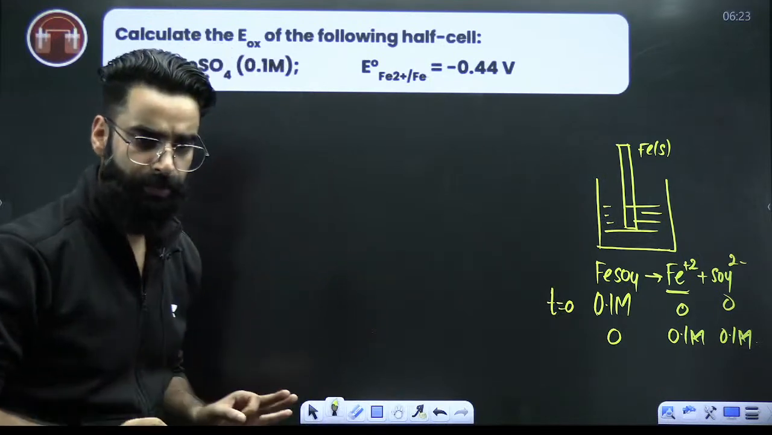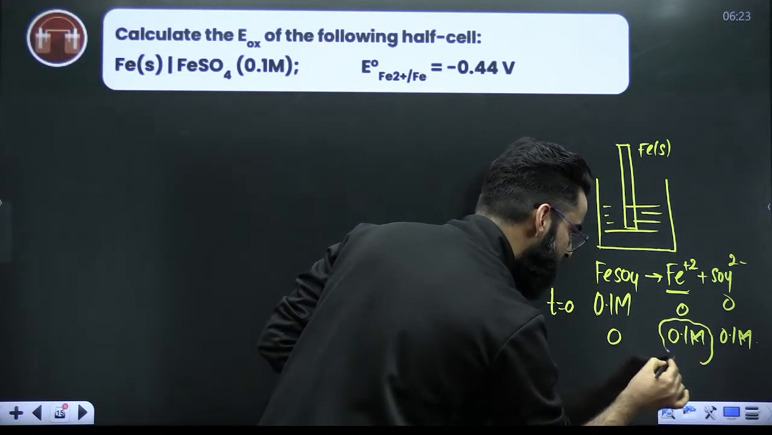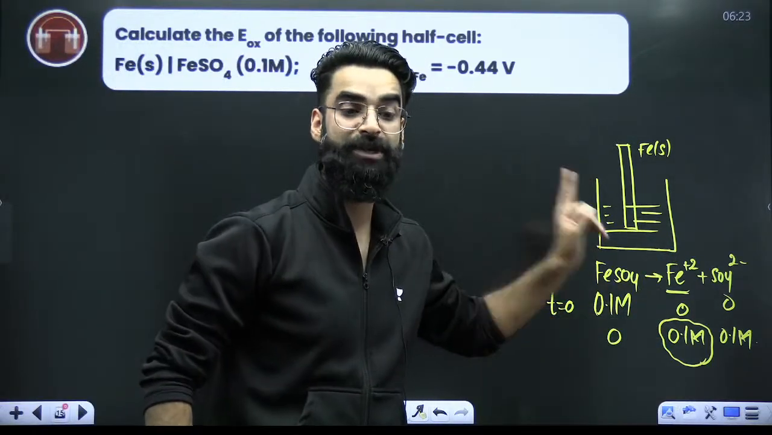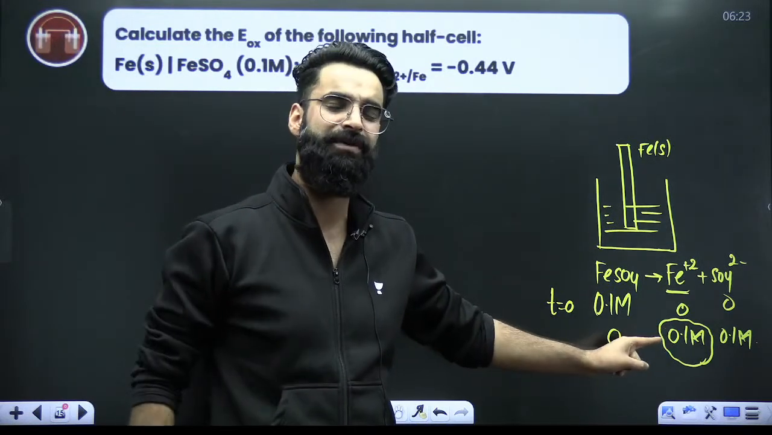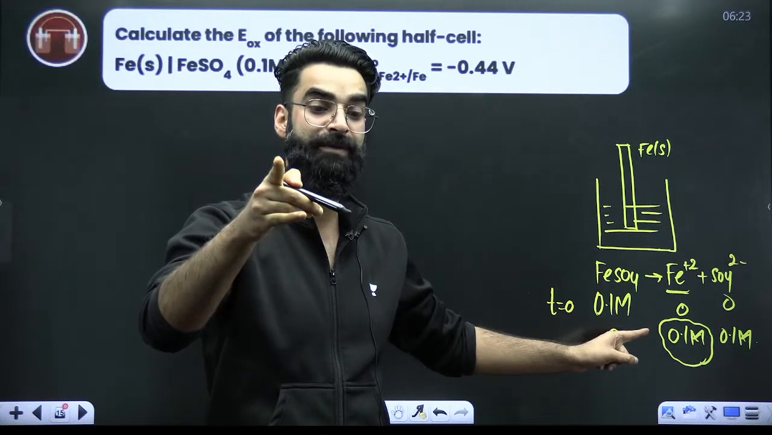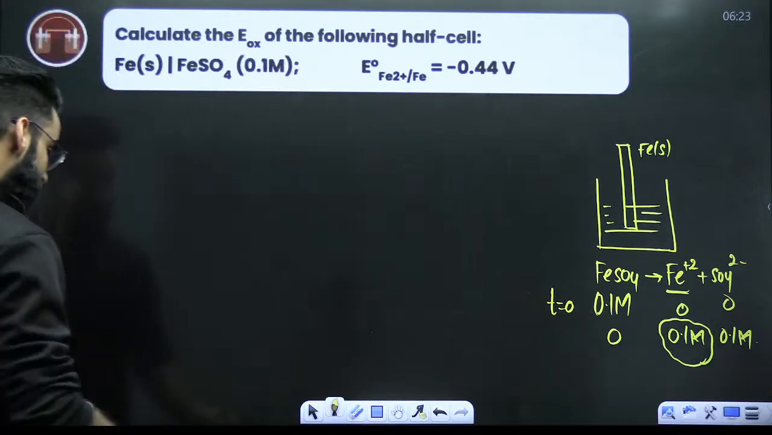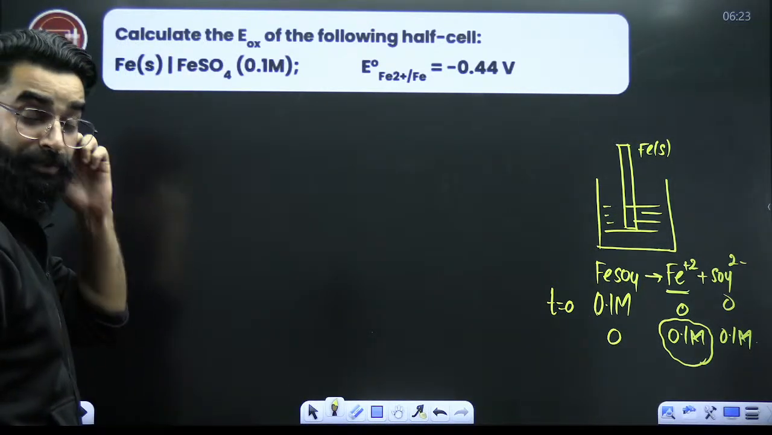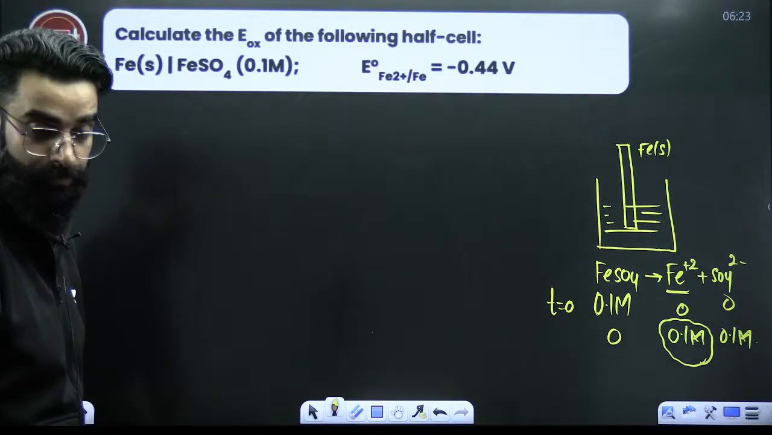If I ask you, what is the concentration of Fe 2+ in the solution? You will say the concentration of Fe 2+ in the solution is 0.1 molar. Now you must be thinking, why did I calculate the concentration of Fe 2+? My dear students, I need that concentration of Fe 2+ to write QC. Have a look. See, as per the question, what do I need to calculate? I need to calculate the oxidation potential of this half cell when the concentration of FeSO4 is 0.1 molar.